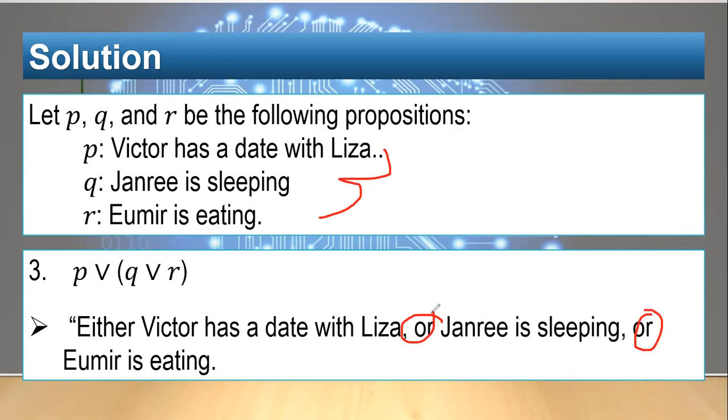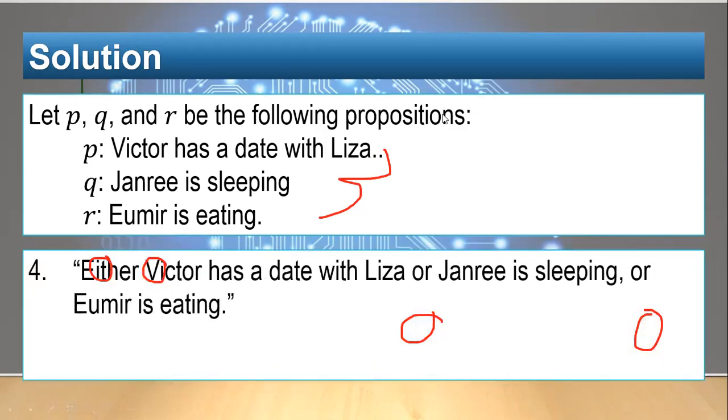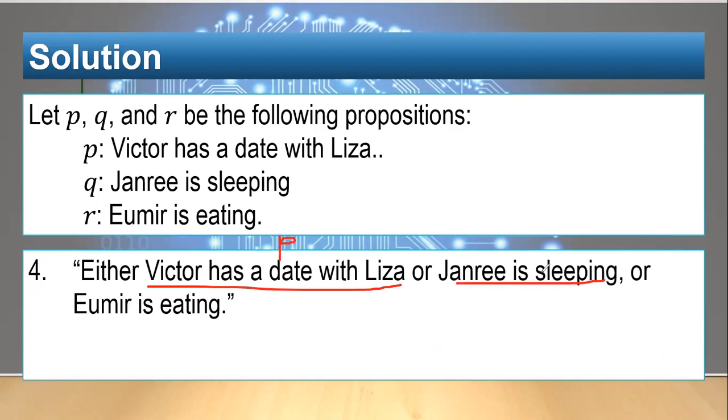So we can see two ors here in the sentence, and in symbol we have two disjuncts. Last, convert this into symbol. Victor has a date with Lisa, that is proposition P. Janry is sleeping, that is proposition Q. Or Yumer is eating, that is proposition R.